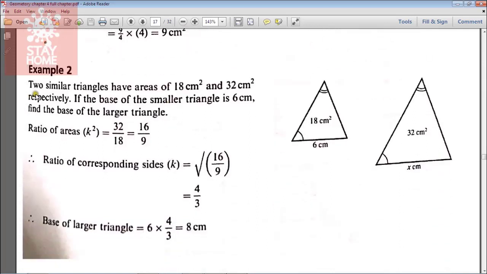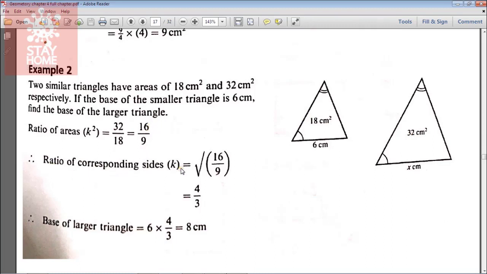Example 2. Two similar triangles have the areas of 18 centimeters and 32. This area 18, this area 32. If the base of the smaller triangle is 6, and this base we need to find. The first thing we need to find out is the ratio of the area, K square. What is the ratio? Ratio of the area K square is 32 over 18, that is 16 over 9.